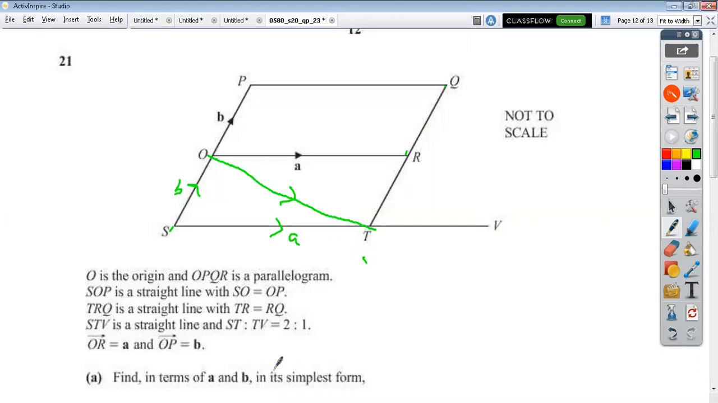Which means we can find OT. How do we move to OT? From O to T, I move from O to S plus S to T, which is B. So I'm now moving in the opposite direction. It's minus B plus A. You can leave it like that, or you can write it as A minus B. Same answer. Clear? Yes, sir.